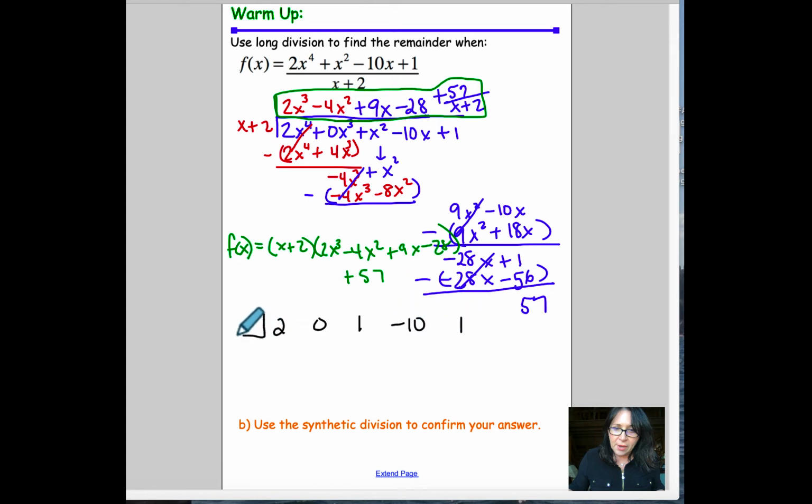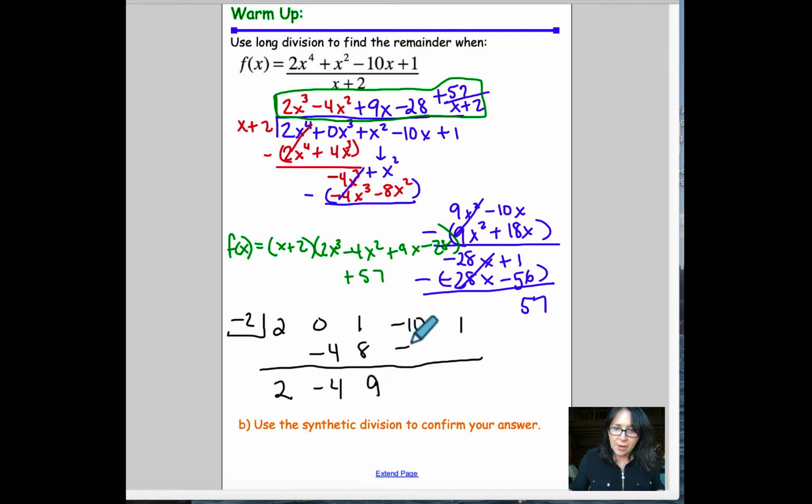And then what goes in this box is your divisor set equal to 0. So if I take x plus 2 and I set it equal to 0, I'm going to get negative 2. Now remember, with synthetic division, you're adding down and multiplying across. And you always start with this 2. You're adding down, there's no value there, so it's just 2. Multiplying across, I get negative 4. Adding down, I get negative 4. Multiplying across, I get 8. Adding down, I get 9.